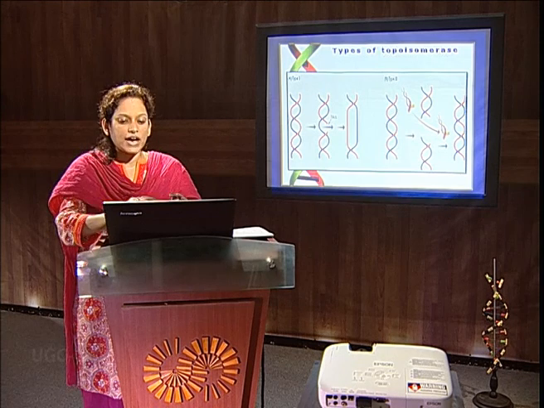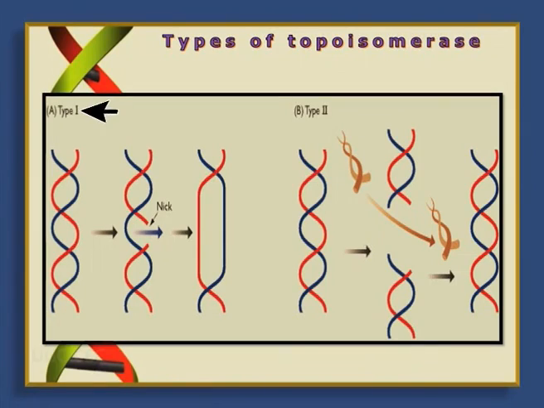Now there are two types of topoisomerase, type 1 and type 2. Type 1 makes a single nick in the phosphodiester backbone, passes the other strand through the nick and then reseals it. Whereas type 2 cuts both the DNA strands, passes a portion of the DNA duplex through the cut strand and then again reseals it.